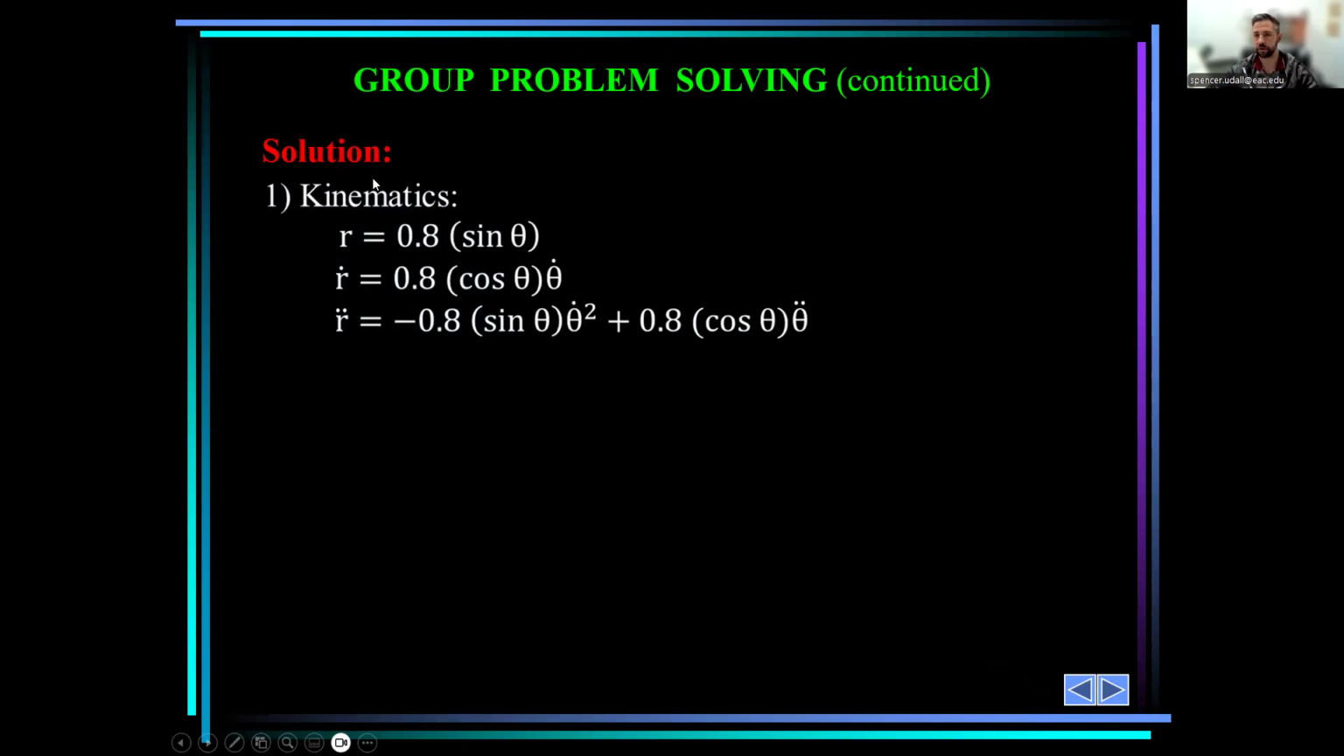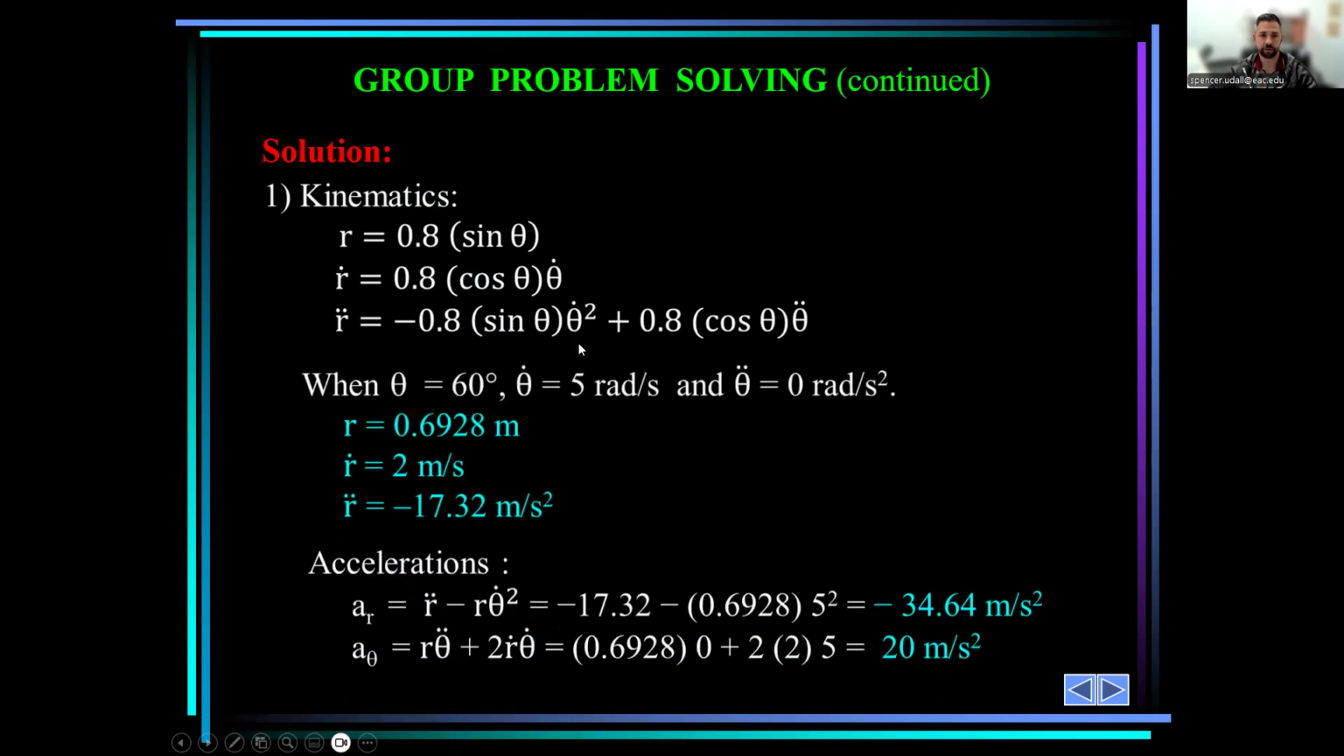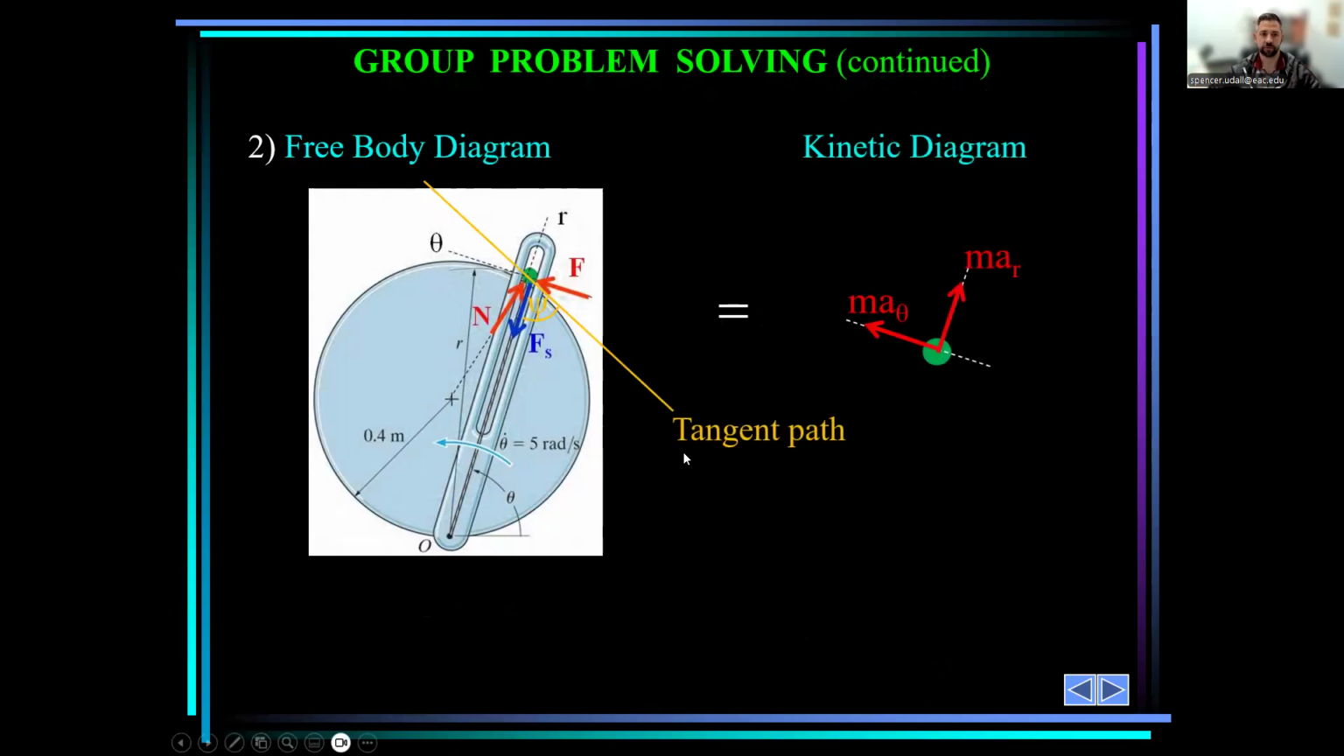So let's come up with our kinematics, chapter 12 stuff, right? R dot with a derivative, a little bit of a chain rule, R double dot, chain rule with product rule again. Plug in theta equals 60, theta dot equals 5, and theta double dot is 0. We've got R dot and R double dot, as well as all of our thetas, so we can plug into our equations, turn the crank, and out pops our R acceleration and our theta acceleration. So nothing new there. Hopefully that's getting familiar now.